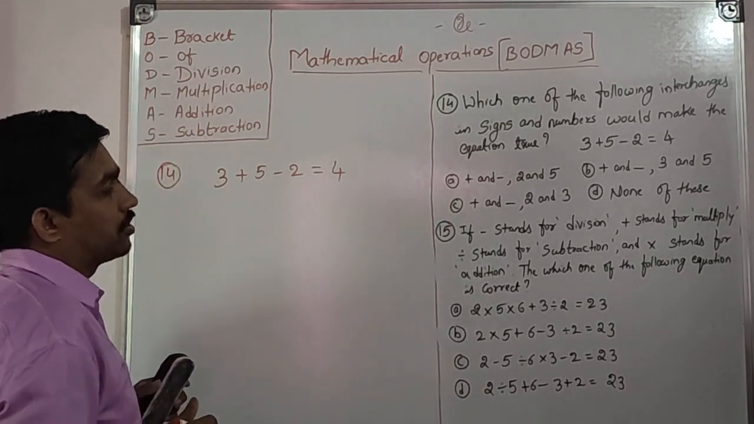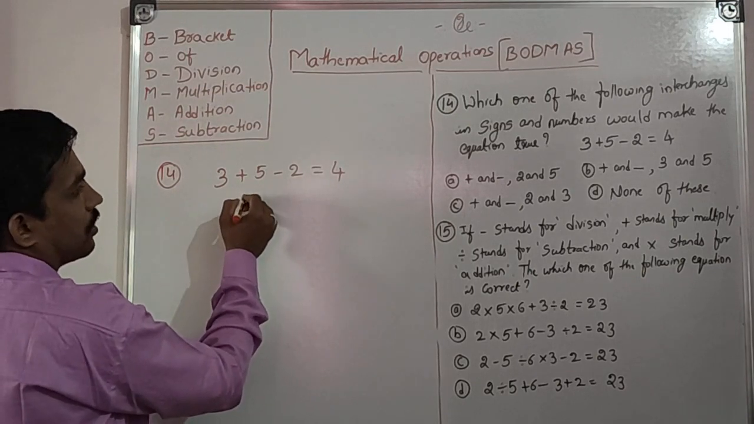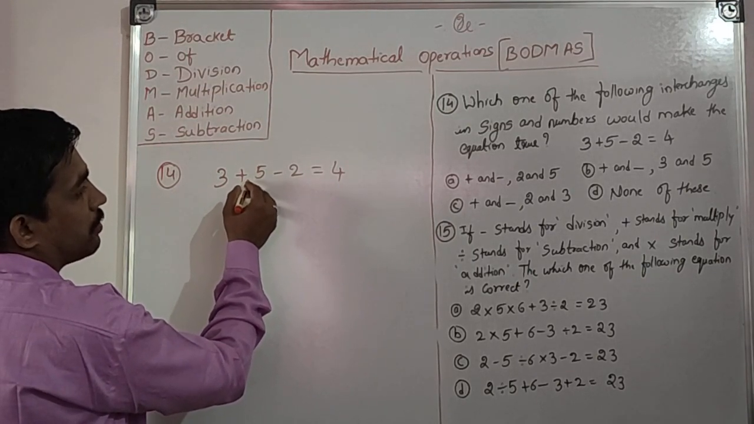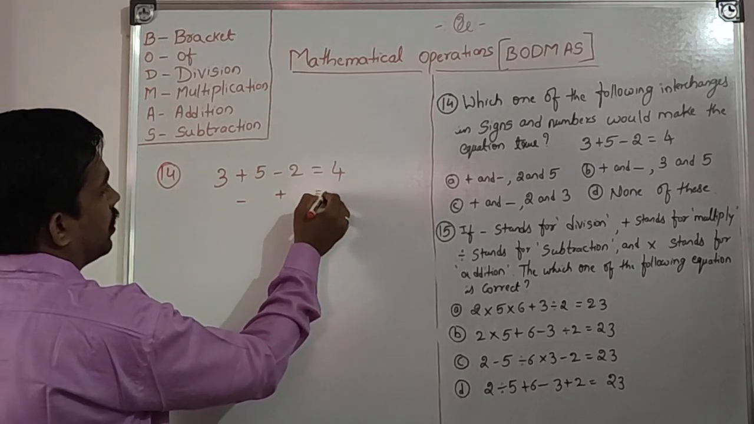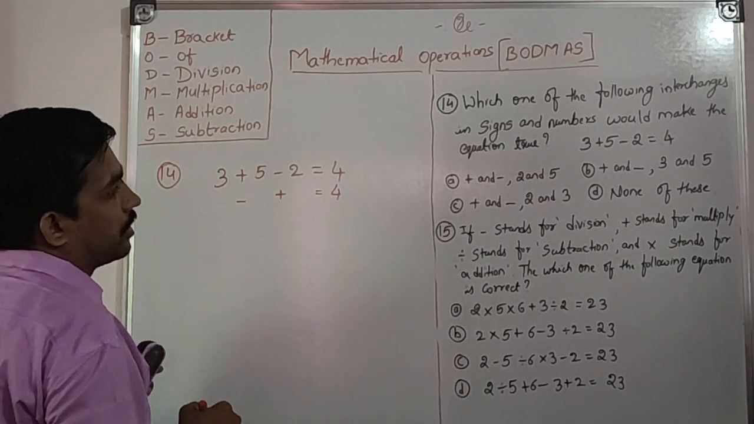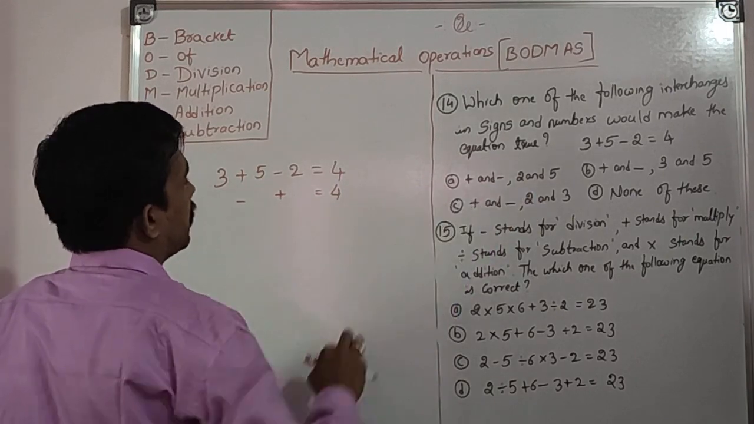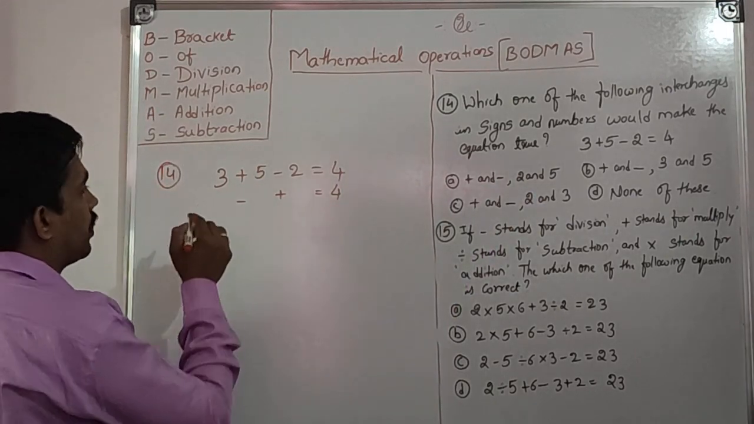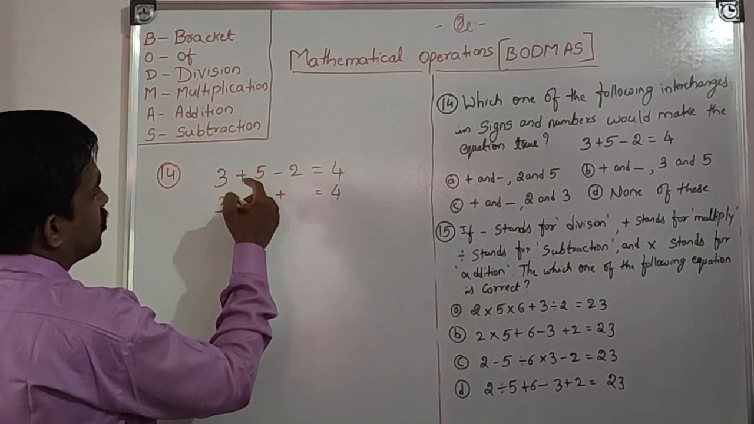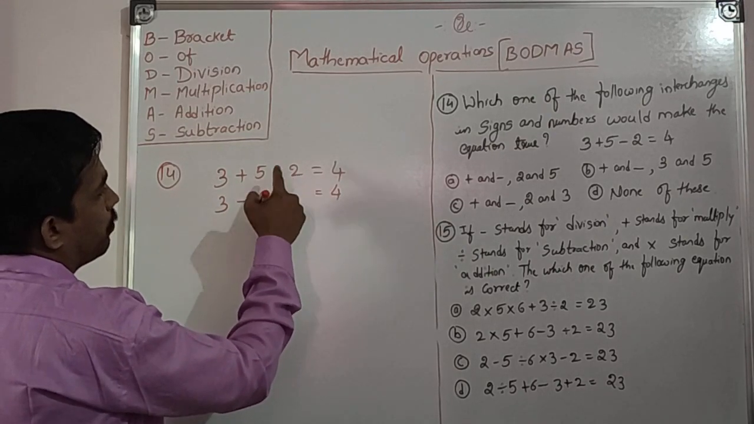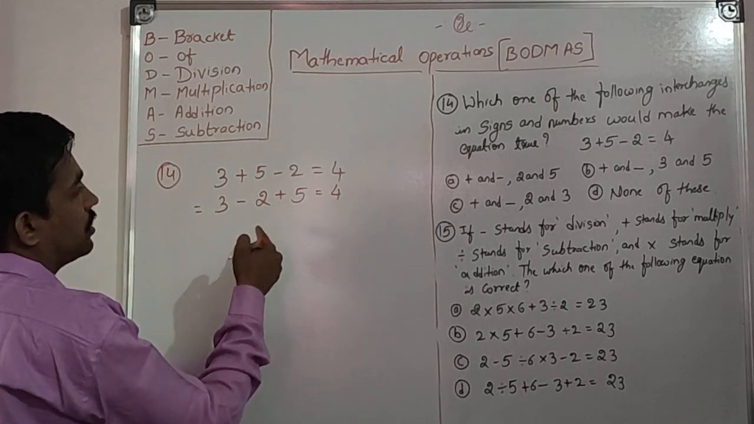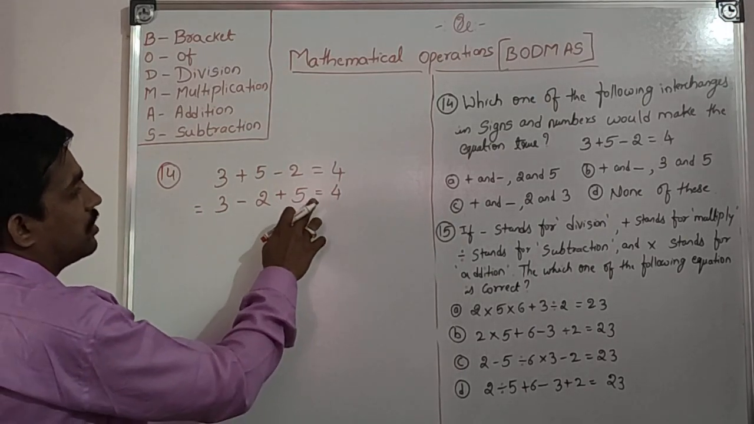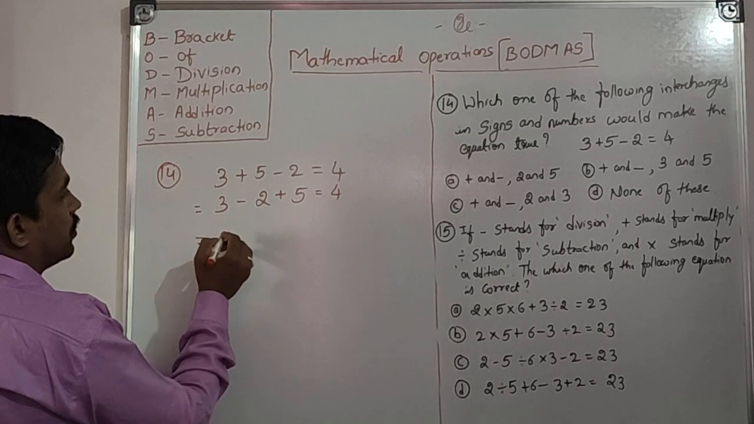So first we take first option. Let us take plus 2 minus, minus 2 plus. And then 2 and 5. We have to interchange 2 and 5. 3 as it is, in place of 5 we have to write 2. In place of 2 we have to write 5. So now we have to solve this by checking it is equal to 4 or not.